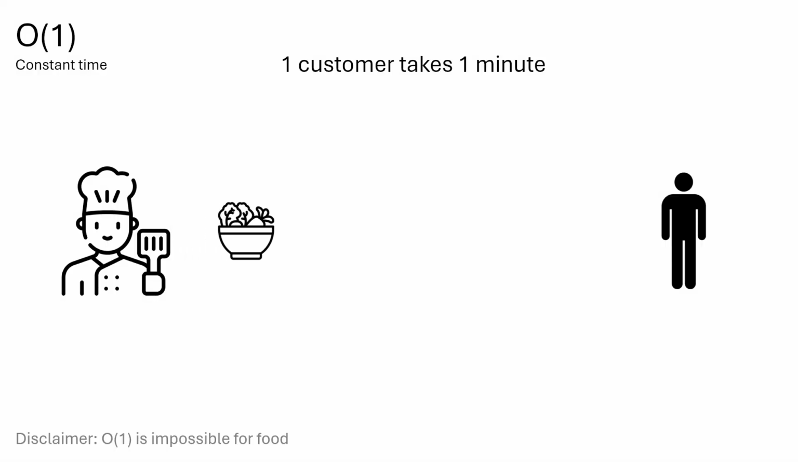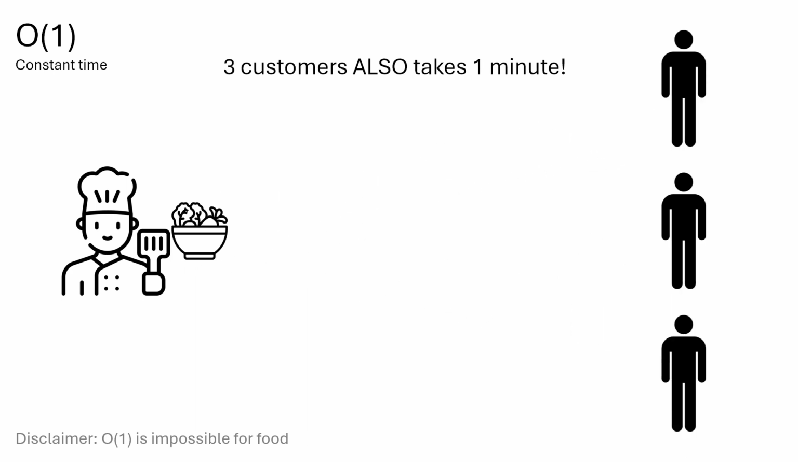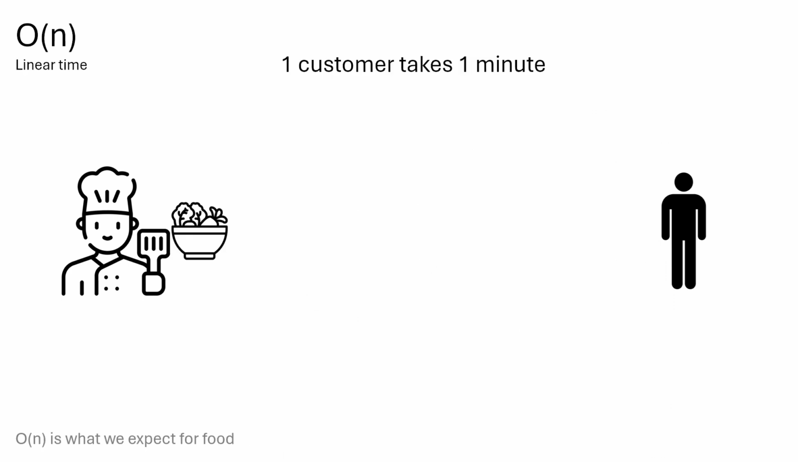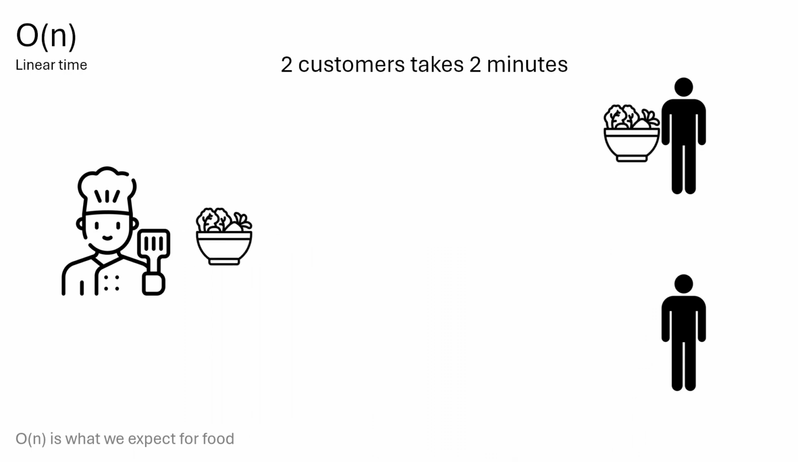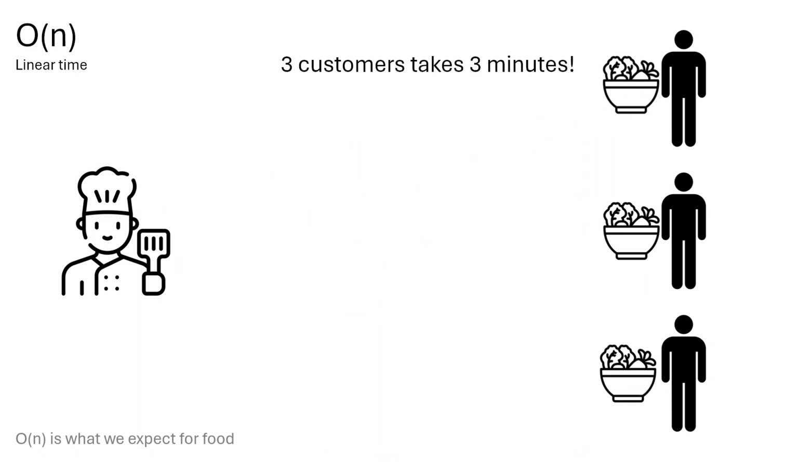For our food example, this would be like having the same meal cooked at the same speed no matter how many guests you may need to cook for. It always takes the same amount of time. Next up is O(n). This is like grilling steaks for each guest. The time it takes to prepare the meal is based on the number of guests. Simply, if you double the number of guests, the preparation time will double.